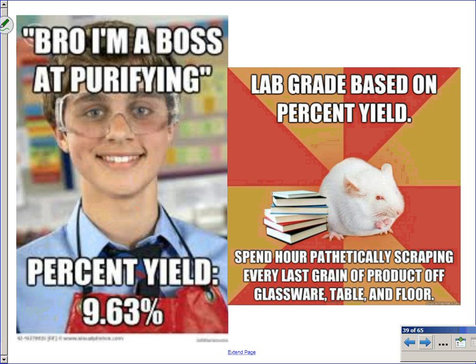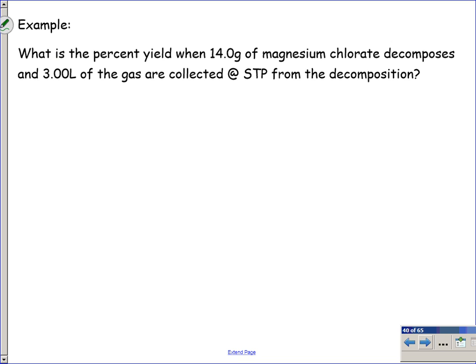This is from my AP Chem class because this is what they had to do because they got extra credit for getting the best percent yield in their reactions. They had a 3-day lab. Like, from a faucet purifying, percent yield, 9.63%. Nice. Because this was not good. Wah, wah, wah. Then lab grade based on percent yield, spend an hour pathetically scraping every last grain of product off the glassware, table, and floor. Because that did happen, they did spill their stuff everywhere and it crystallized on the table. I was like, you better get that off the table, and they're scraping it off. I'm like, no worries about the purification, but you got your yield, so it was totally contaminated. But we did purity testing too, so anyway, they did that.